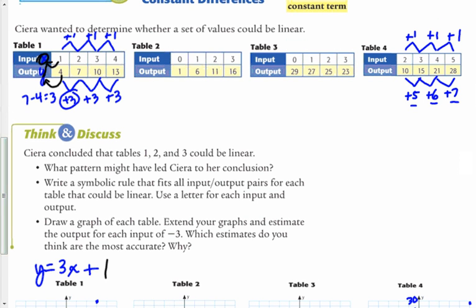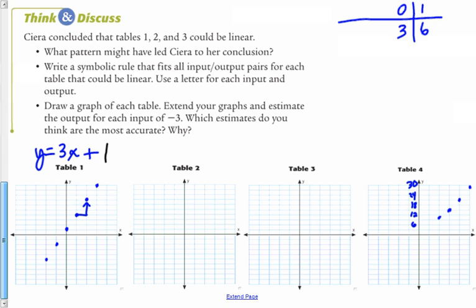And I'm just going to throw a couple more points in here. If I go back a little bit further to 1, to get to the 10, I would have added 4. So if I'm working backwards, I do 10 minus 4, which is 6. And then 6 minus 3 is 3. So (0, 3) and (1, 6) would also be in that table.